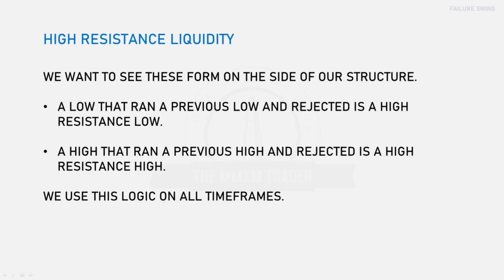Now we covered low resistance liquidity. Let's talk about high resistance liquidity, and we want to see this form on the side of our structure. So a low that ran a previous low and rejected is a high resistance low, and a high that ran a previous high and then rejects is a high resistance high. And we'll use this logic on all time frames.